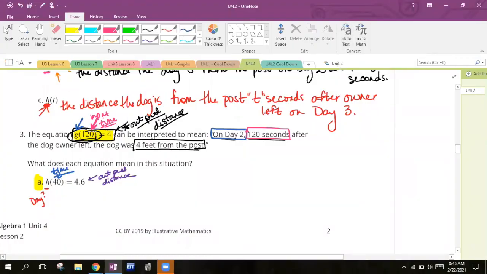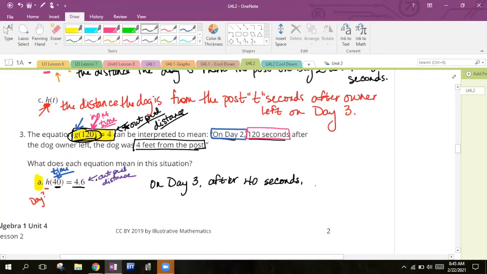So it says H of 40 is how you read it. H of 40 equals 4.6. So H tells me that on day 3, that's day 3. The number inside of my parentheses is my time. So on day 3, after 40 seconds, and then this last one is going to be my output or my distance.